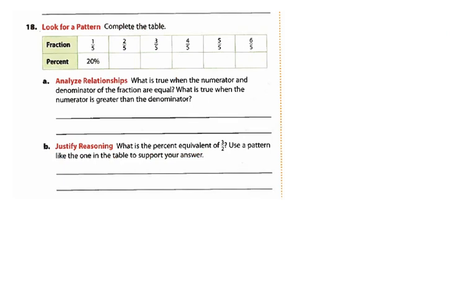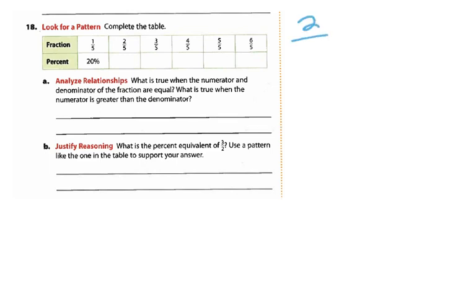Okay, last one here, okay? So there's a pattern here. So they're telling you 1/5 is 20%, okay? So then they're saying 2/5 is how much? 3/5 is how much? 4/5 is how much? 5/5 is how much? 6/5 is how much? Well, this is pretty easy to do. You can make equivalent fractions here pretty easy.